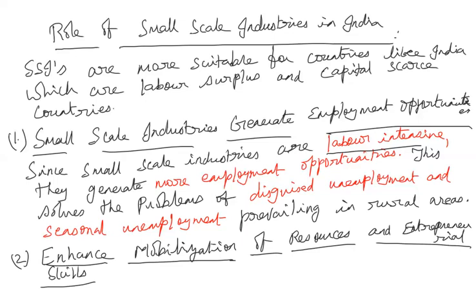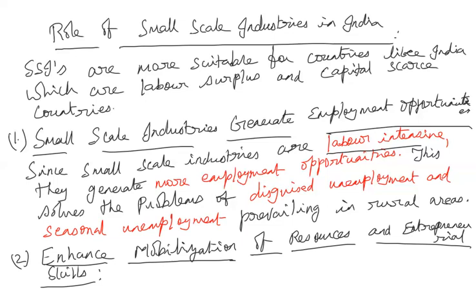So what is it mobilizing? The resources and entrepreneurial skills which are available in the local area. Since we have seen the characteristic, small scale industries use the local resources. So whatever the resources in the form of entrepreneurial skill, labor force, or raw materials available in the local area, those local resources can be utilized by establishing a small scale industry.